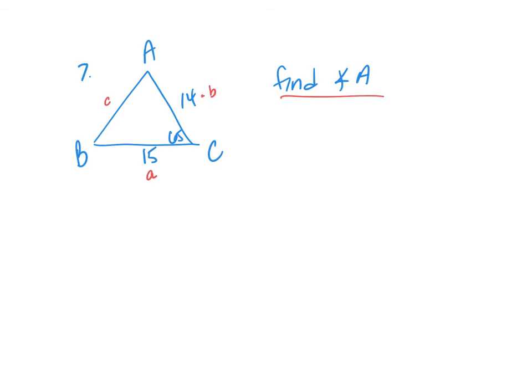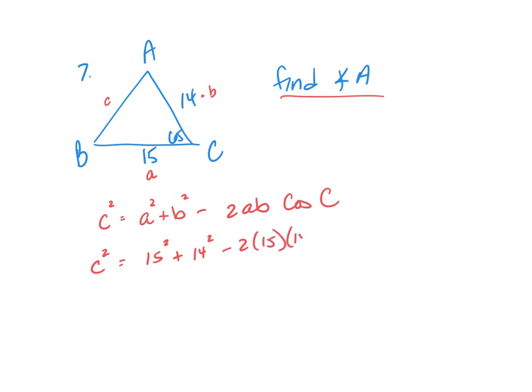So I'm going to find little c, and little c would be the formula c squared equals a squared plus b squared minus 2ab cosine of big C, which ends up, we don't know c, but we know a, 15 squared plus 14 squared minus 2 times 15 times 14 times cosine of 65. Go ahead and find little c. So c squared is 243.50, and it should be 15 point something. What is it? 0.6. 60? Yes. Okay. So c is 15.60.